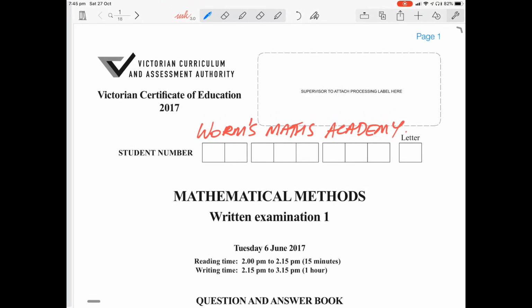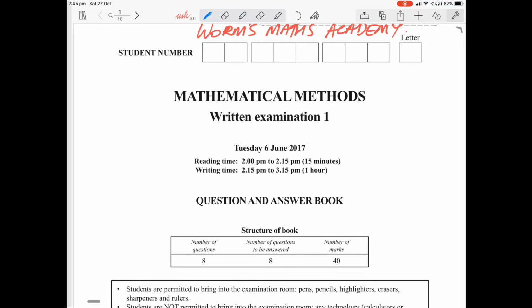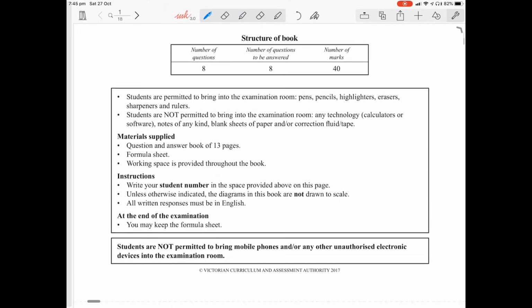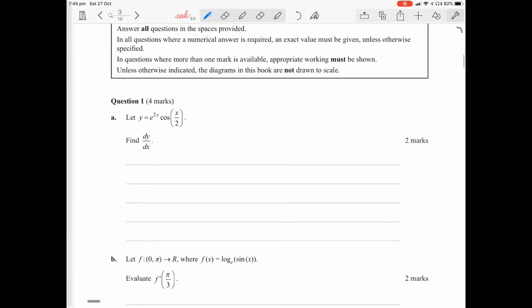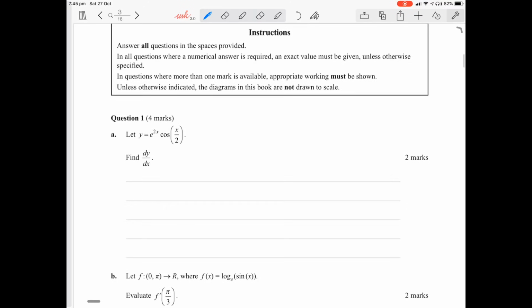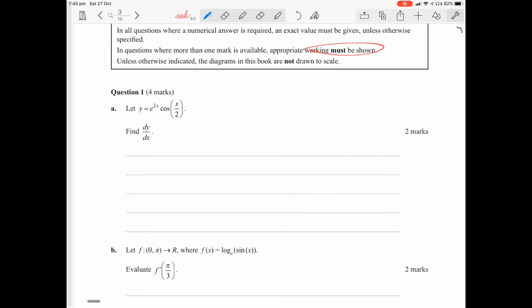This is 2017 Methods Exam 1 from the Northern Hemisphere, hence why it says 6th of June. Okay, this feels like it was a while ago, but obviously it wasn't. First question, we've got a product rule question. You must show working for 2 marks.